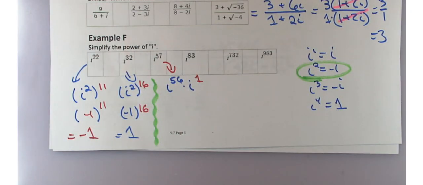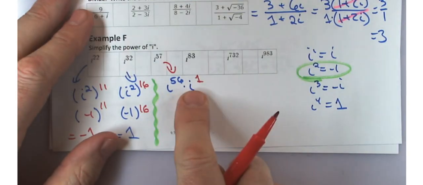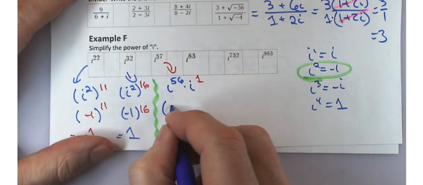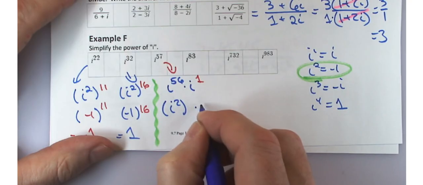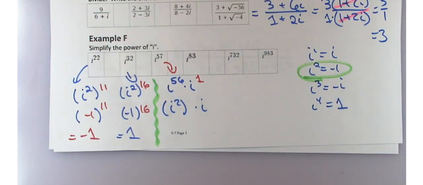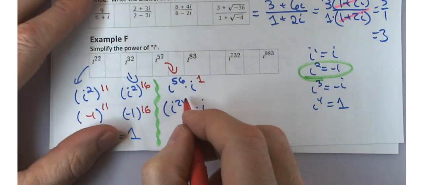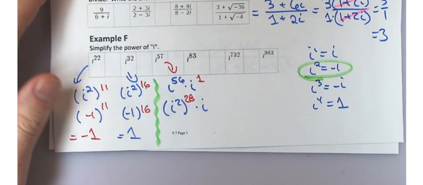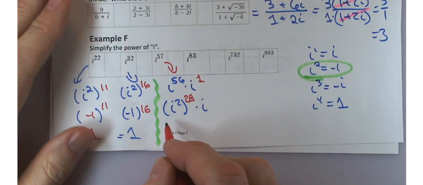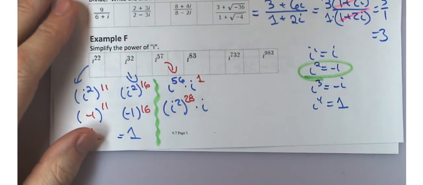But here's the trick. I'm just going to play around with this part and ignore this part. So I'm going to rewrite this as i squared, again to some power, times i. Now the question that you have to answer for yourself is, what do I multiply by 2 to get 56? 28. Finish simplifying it up. You're never going to lose track of that i. That i is just going to stay out in back. So this is going to become -1 to the 28th.